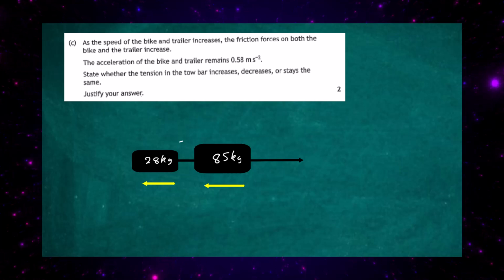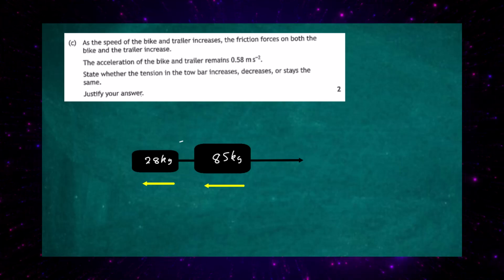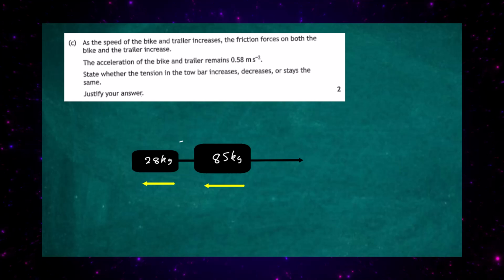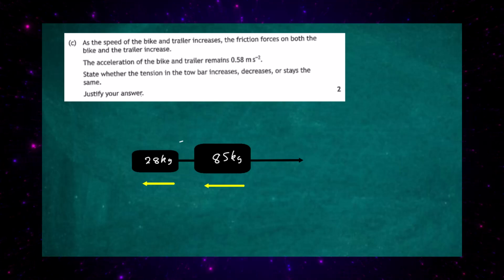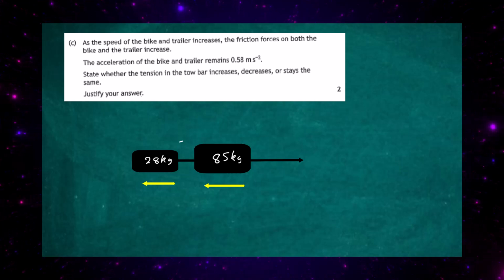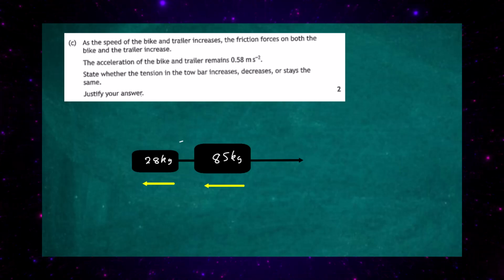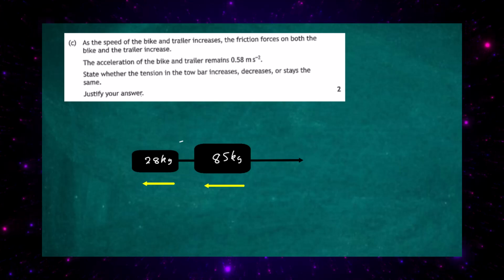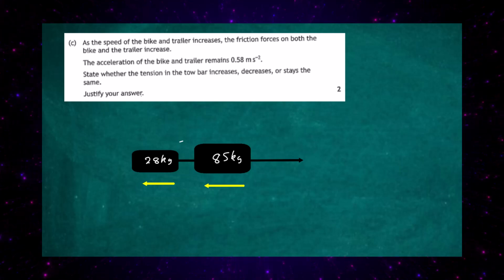Question 3, part C. As the speed of the bike and trailer increases, the force of friction on both the bike and the trailer increase. The acceleration of the bike and trailer remain constant. That's a very important point here. State whether the tension in the tow bar increases, decreases or stays the same, and we must justify our answer.